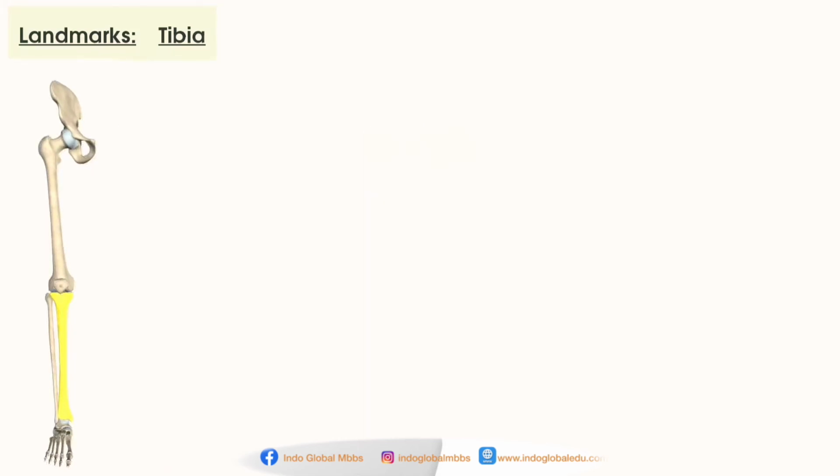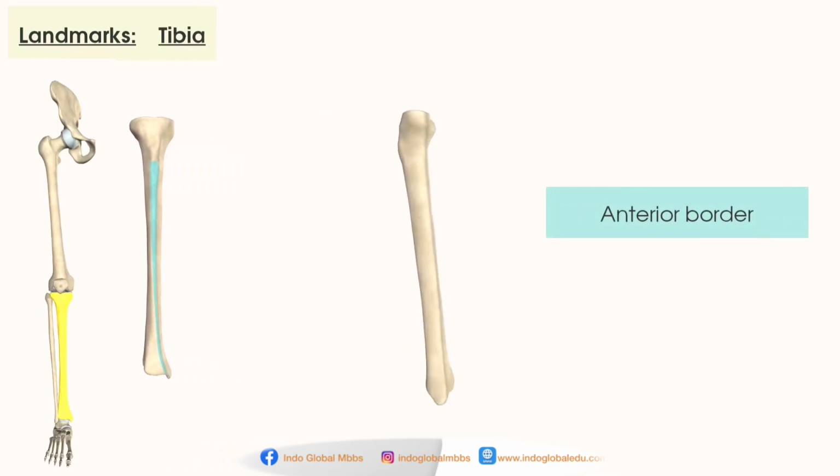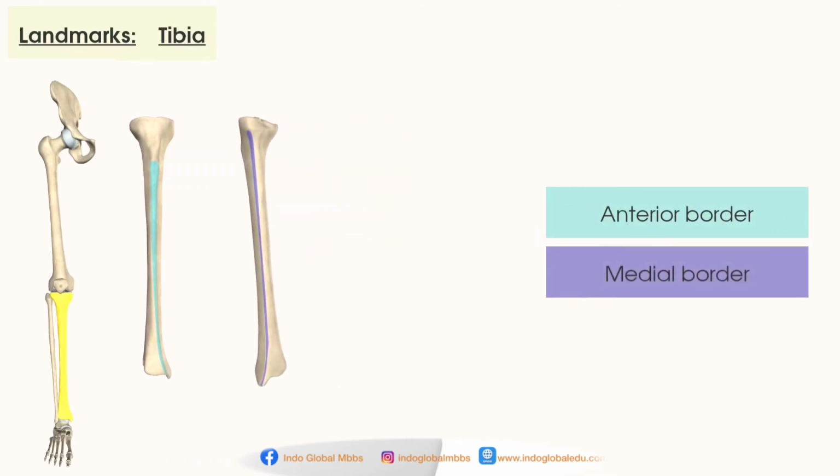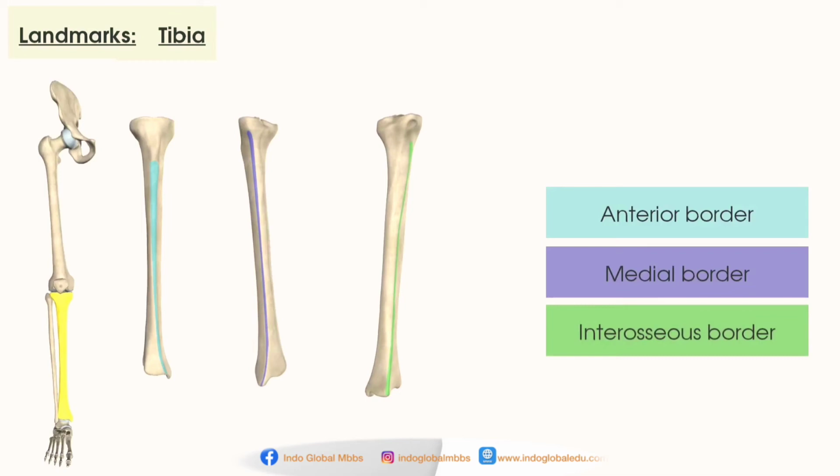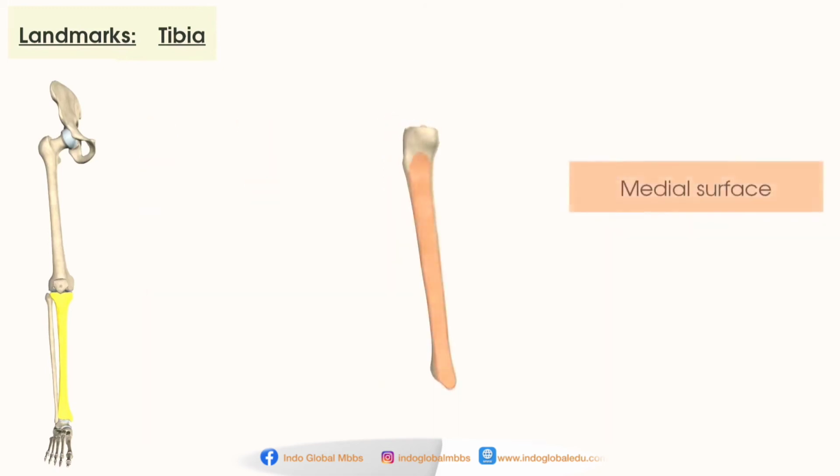So next, let's just think about the shaft of the tibia. Now, the tibia is effectively a triangle in shape on its shaft. So there's 3 borders and there's 3 surfaces. So firstly, just to go through the borders, there's an anterior border, a medial border, and an interosseous border. And then to go through the surfaces, we then have a medial surface, which is the smooth, flat part, which is often called the shin, and that's very subcutaneous.